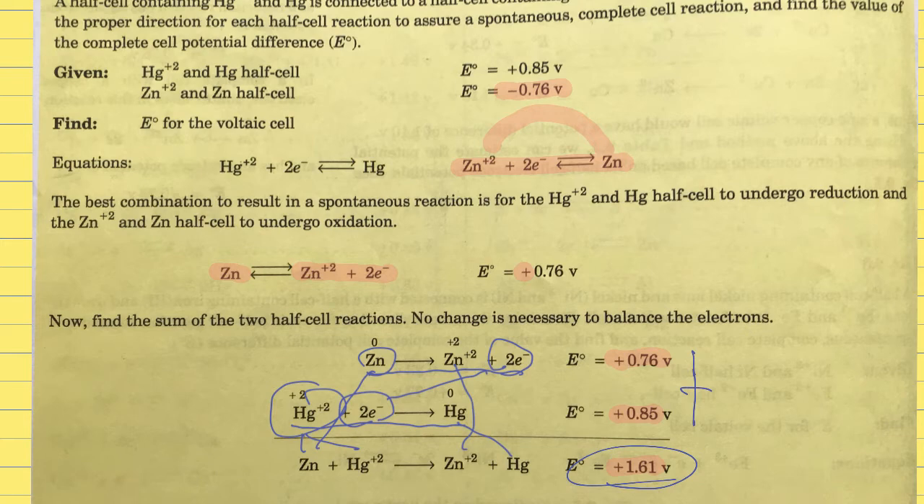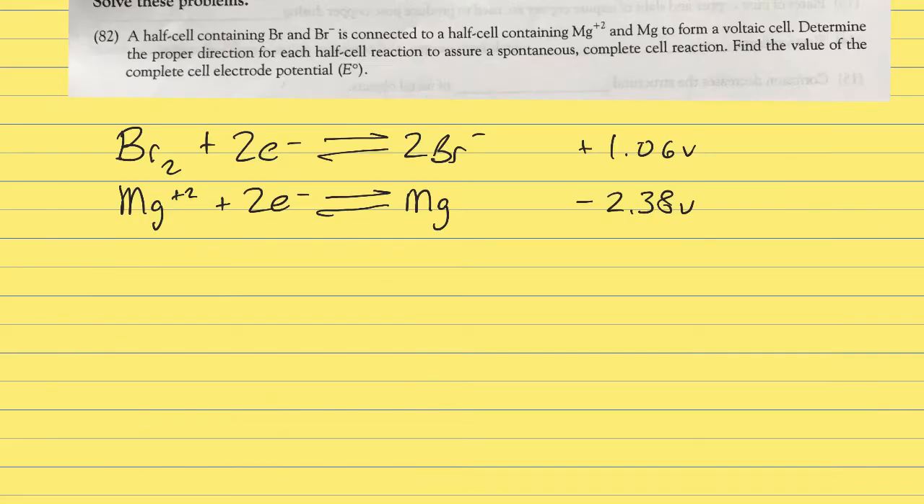So now that we've kind of shown you those steps, and there's another example here, I think on this page you can study, let's go ahead and do one of the problems together. So this problem says a half cell containing bromine and bromine ion is connected to a half cell containing magnesium ion and magnesium to form a voltaic cell. Determine the proper direction for each half cell reaction to assure a spontaneous complete cell reaction. Find the value of the E, the electrode potential.